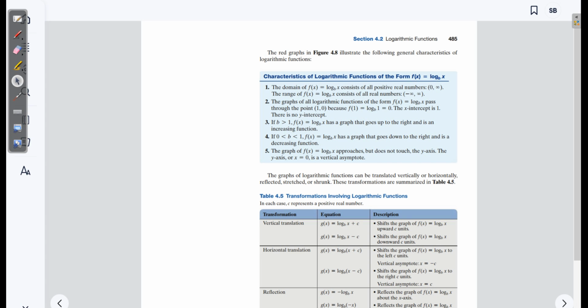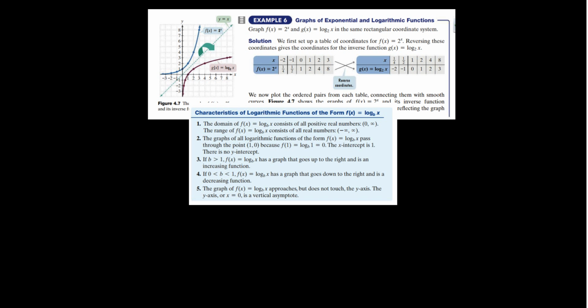Okay, so these are the characteristics of logarithmic functions. I think we can go on this page here.